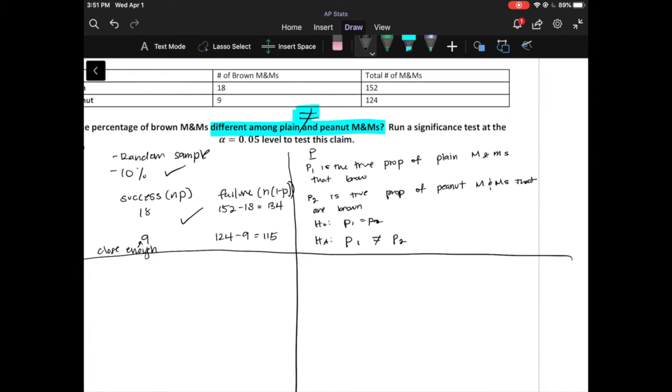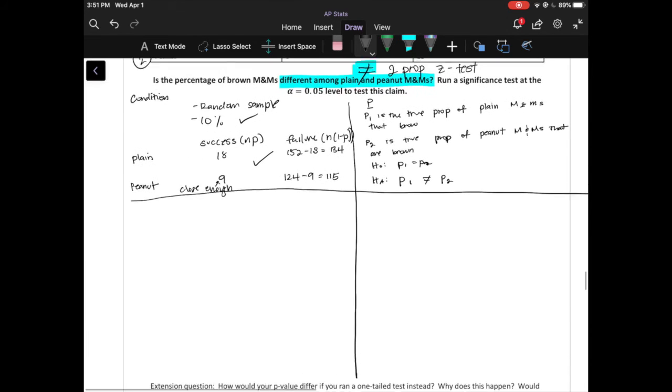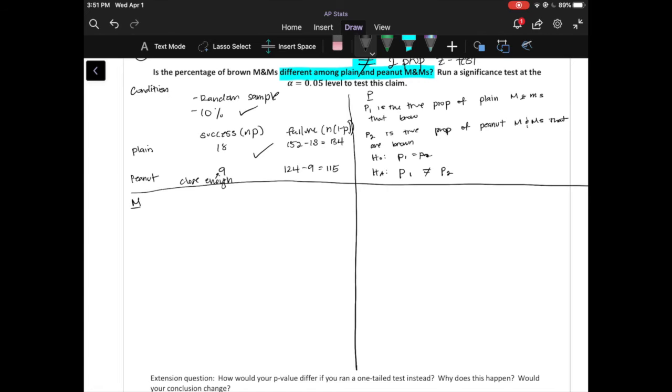Now, I already made my mistake. I see my sticky note, so I'm going to write this down. The name of this test is a 2-proportion z-test. You can also say a 2-sample proportion z-test. Both are correct. Next. Math.